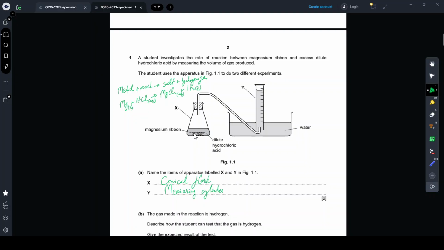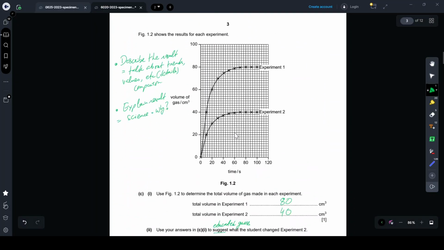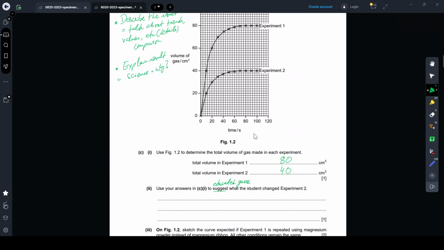All the magnesium ribbon that's added to this will be reacted, which means the volume of hydrogen produced is dependent on what? The acid or the magnesium? The magnesium. So if you are having a change in the volume of gas produced, what does that mean? We have added more magnesium. We've changed the mass, or we're using less magnesium.